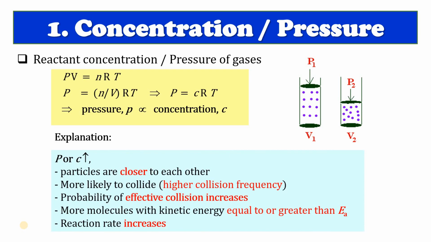When pressure or concentration increases, particles are closer to each other, more likely to collide, and have higher collision frequency. Probability of effective collision increases, more molecules have kinetic energy equal to or greater than EA, and finally the reaction rate increases.